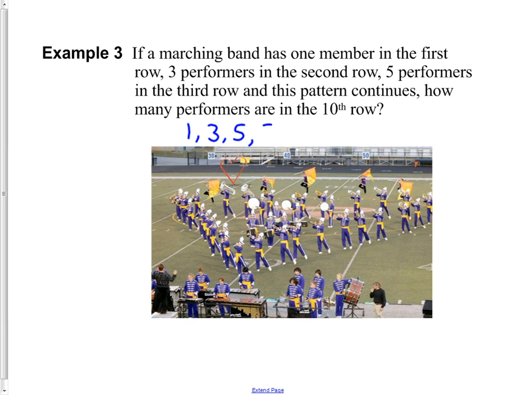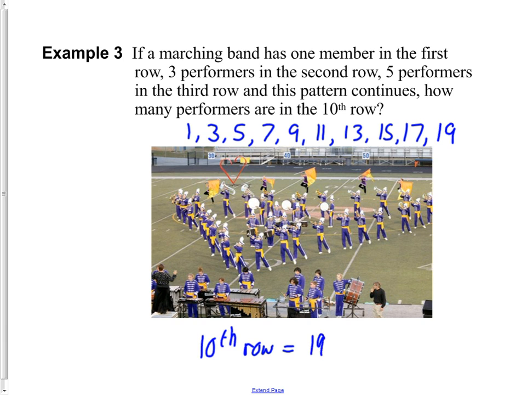So 7, 9, 11, 13, 15. Where are we at here? 1, 2, 3, 4, 5, 6, 7, 8, 9. The 10th row must have 19 members. So the 10th row will have 19 performers. So that's a little bit about arithmetic sequences.